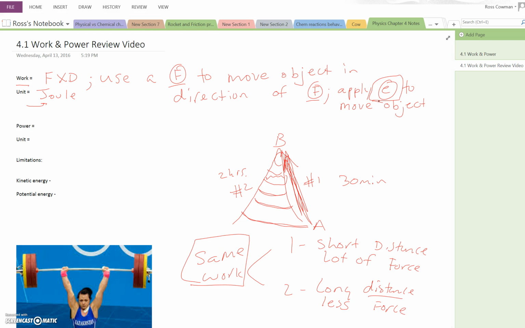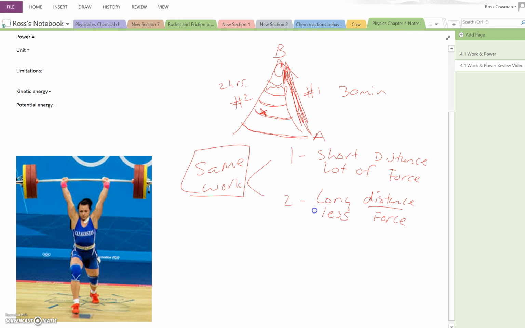However, if we're just looking at the 30-minute period, the person taking route number two in 30 minutes will only be up to about here. But they won't be very tired because they're not expending a lot of energy in any one moment. In 30 minutes, the person taking route number one will have gotten all the way up there, but will be quite tired.